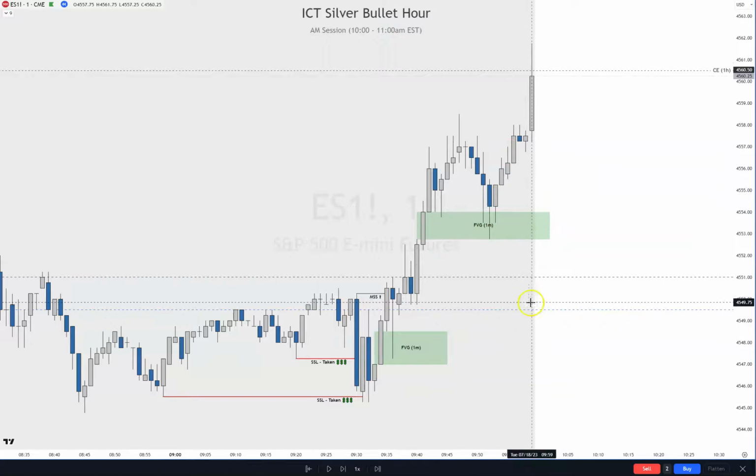That's all pre 10 o'clock. That's from 9:30 to 10. 9:30, we get our Judas swing, which takes out the sell side liquidity, and then we're going long, right? There's your one entry. There's another potential entry right there.